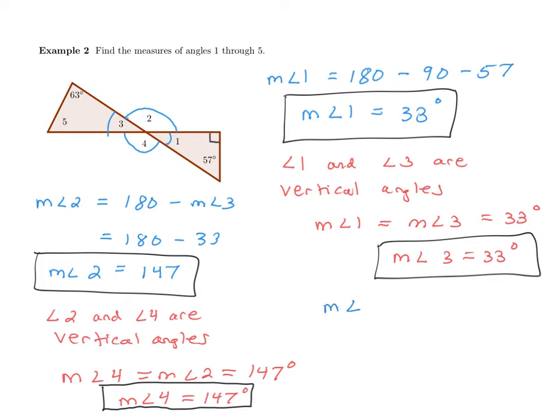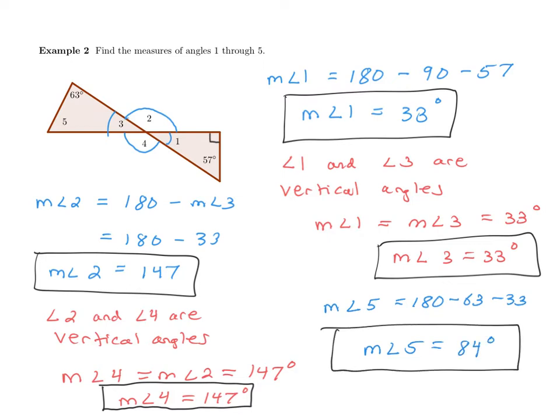The measure of angle 5 is 180 degrees minus 63 degrees, and then the measure of angle 3 was 33 degrees. If we do that arithmetic, 180 minus 63 minus 33, we get 84 degrees. We have found the measure of all angles in this diagram.